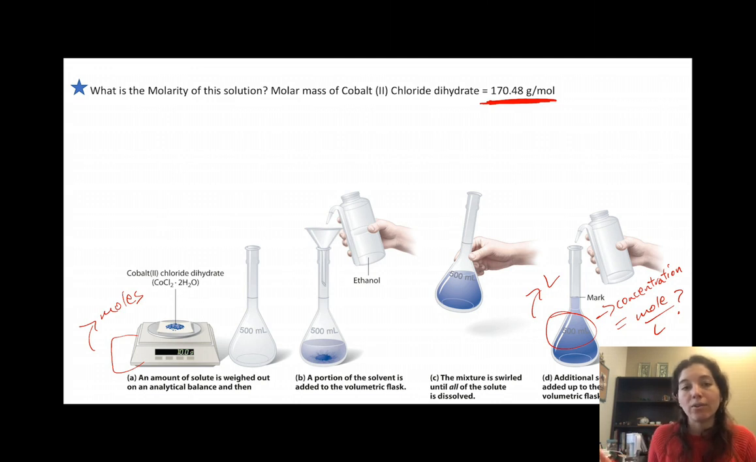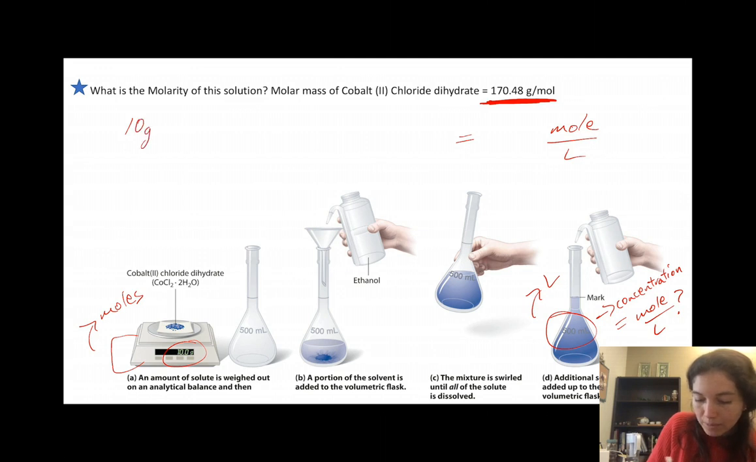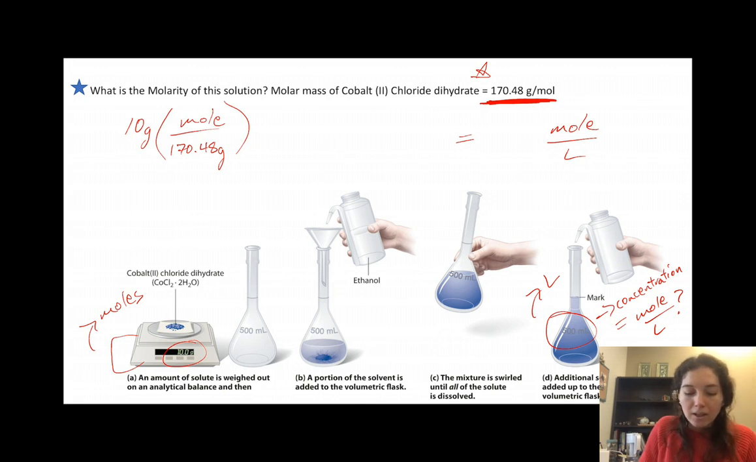Let's take a look at how to solve this problem. In order to find our final solution here, remember that our unit is in moles per liter. That's where we're going. So we need to have something in moles, and we need to have something in liters. So let's get to moles first. This balance read 10 grams. So 10 grams. I'm going to use this mass here to get to moles. So 170.48 grams per mole. This is good because our moles is on the top. See how it's on the top here? That's where we want it.